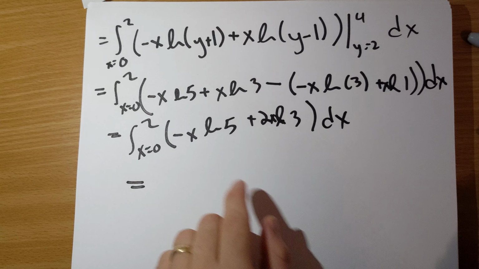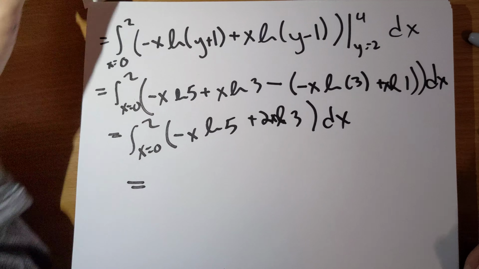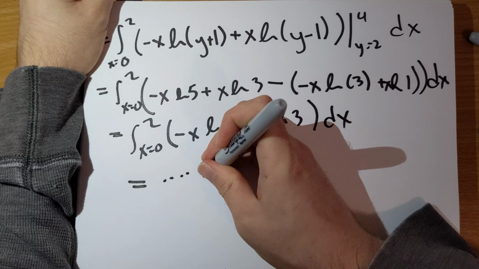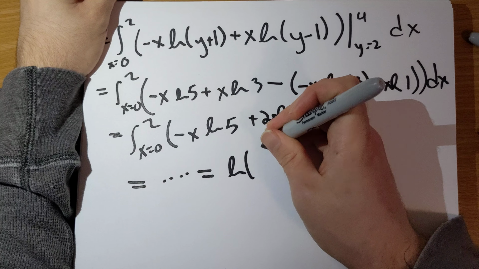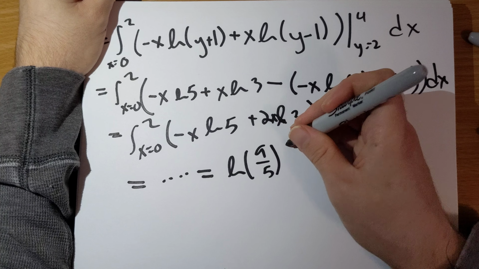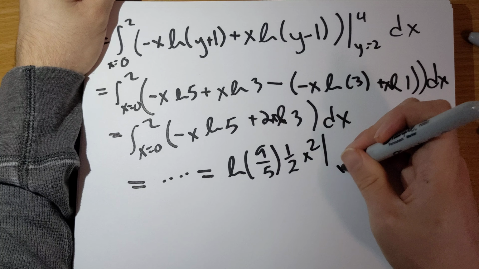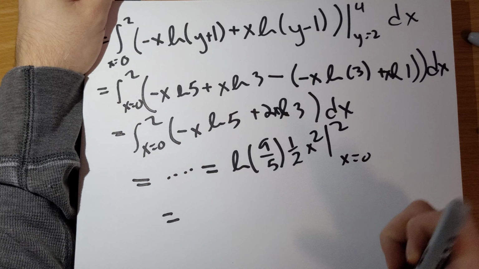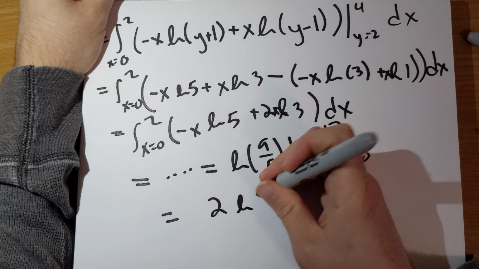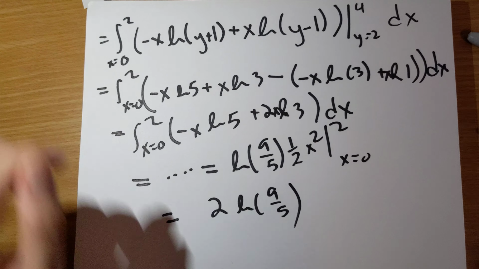And so now we can just do one more integration. I'll skip the steps here. You end up with natural log of 9 over 5 times 1/2 x squared, plug in x from 0 to 2. And so that will give us 2 natural log of 9 over 5.